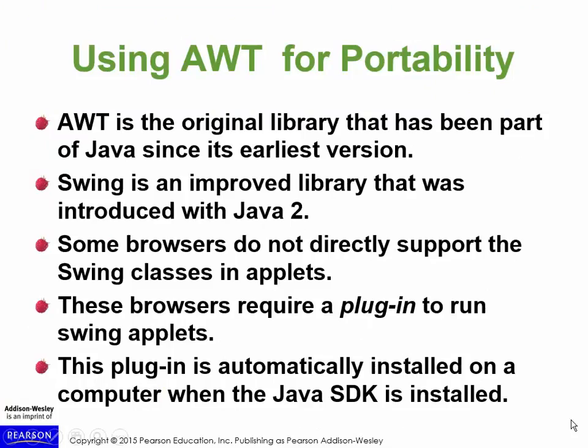Notice as it says, AWT is the original library that's been part of Java since its earlier version, but come Java 2, Swing was added. Notice some browsers do not directly support Swing classes and applets, so they require a plugin. So the bottom line is, as with applications, you often end up adding or importing both some java.awt stuff and some javax.swing stuff.